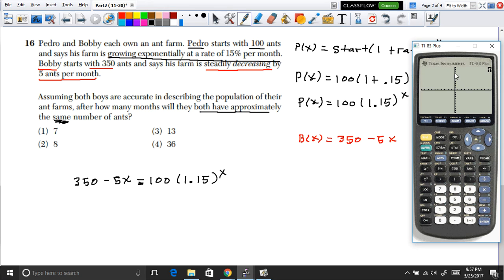I really have no idea why it's not graphing here. But if you graph it in your calculator, you will see that they meet each other when x equals 8. For some reason, the calculator is not working right now. But if you graph it, you will see that they're going to meet each other when x equals 8. Sorry about that.